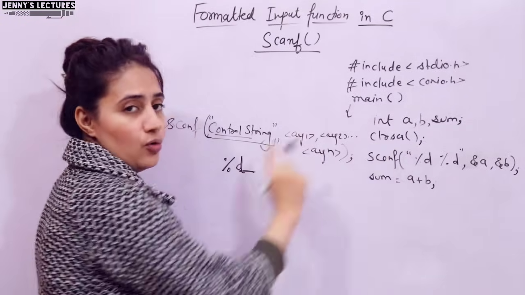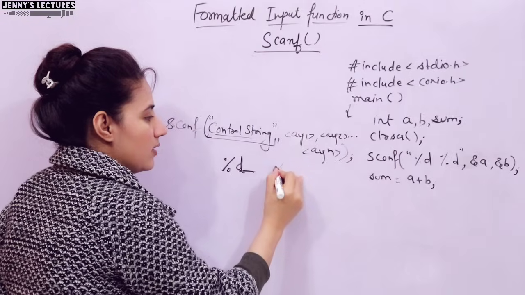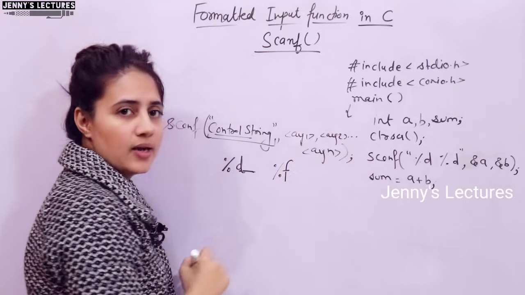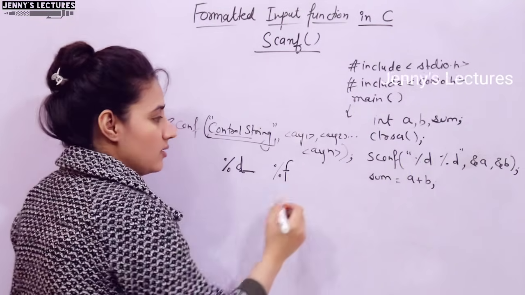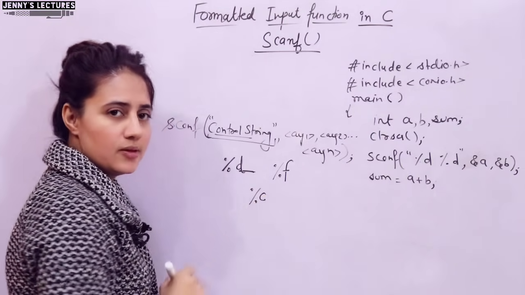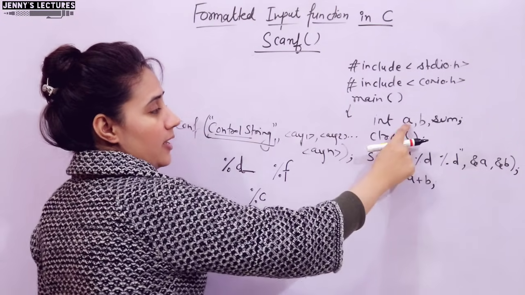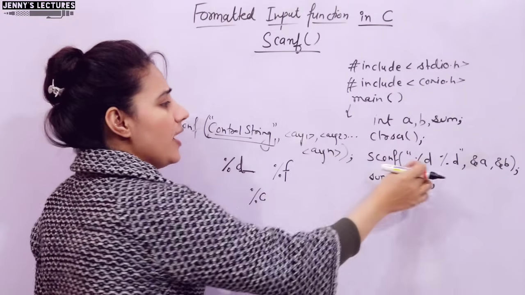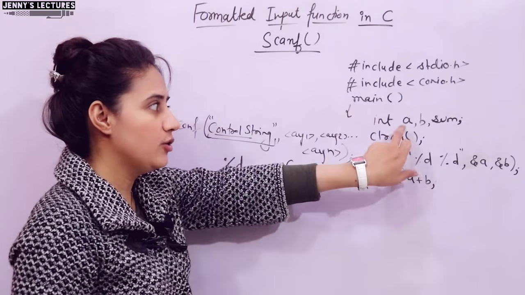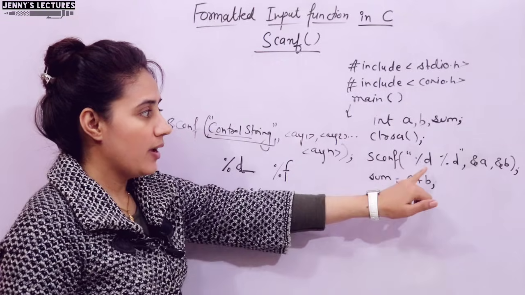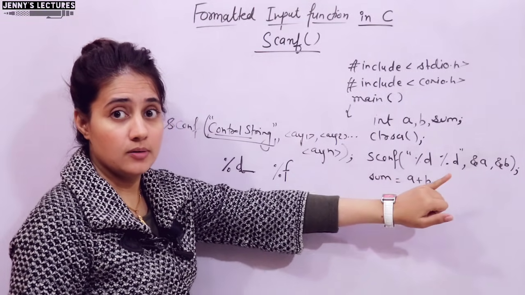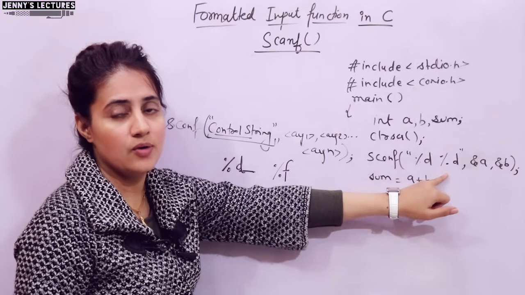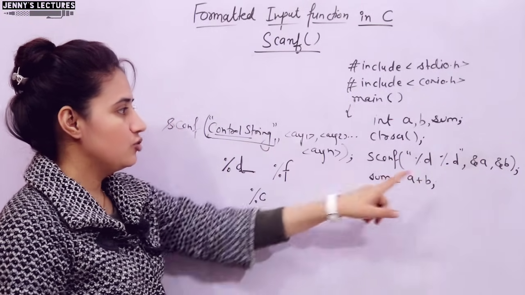If the data is float, then this percentage conversion character would be the same, but for float I will write f. If you take a character, for that you will write percentage c. Got it? I am taking here a and b as integer type, so that is why I am writing percentage d. Why am I writing d 2 times? Because I want to take 2 inputs from the user. That is why I am writing 2 percentage d. But remember this thing, there is no comma between these format specifiers, otherwise it will give an error, right? In this control string there should be no comma.